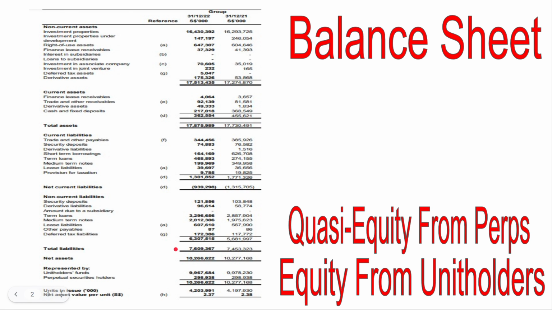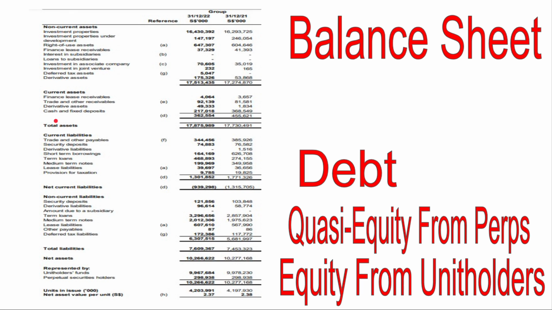And the REIT has of course raised capital through debt. You see over here MTN and term loans from the banks. In total, liabilities will be $7.6 billion. And so you take the total capital raised to buy total assets of $17.9 billion, and that's represented by the asset side of the balance sheet.